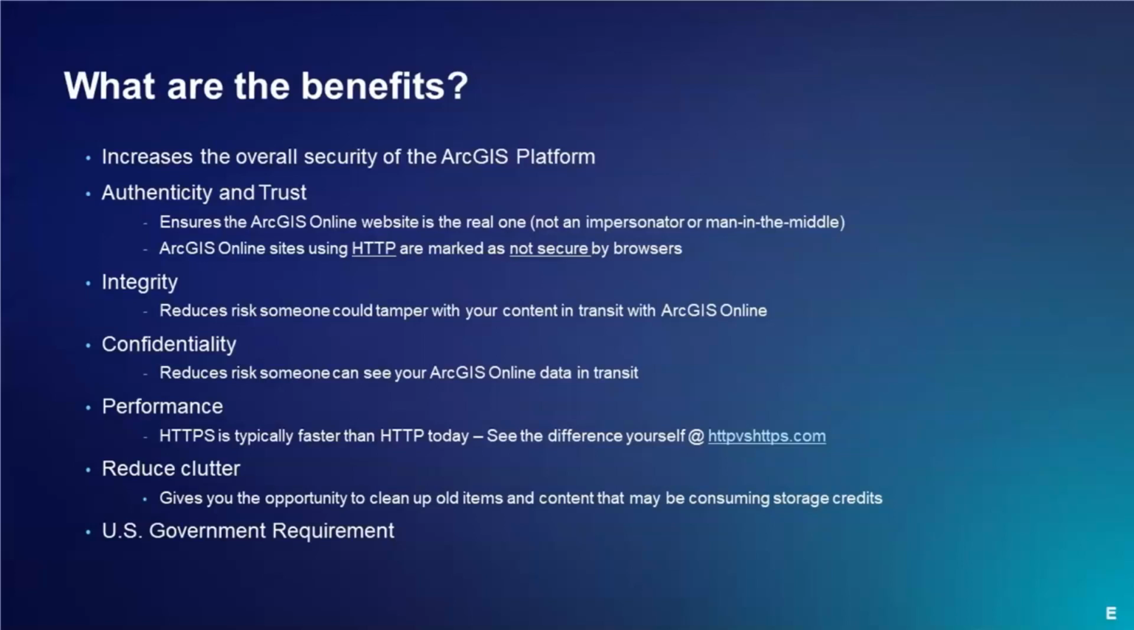In terms of performance, content search ranking is improved with HTTPS. So for critical applications, HTTPS is strongly recommended because it is typically faster than HTTP. It also gives you the opportunity to reduce clutter in the form of old HTTP items and content in your ArcGIS Online account that may be old and outdated and could possibly be removed. Lastly, the U.S. government approached Esri with the request to transition to HTTPS only to ensure sensitive information is secure. So the change was made in compliance with that requirement.